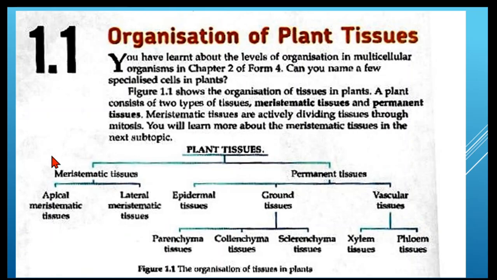So plant tissue consists of meristematic tissue and permanent tissue. Meristematic tissue divided again into apical meristematic tissue and lateral meristematic tissue. And permanent tissue, there are three types of permanent tissue: epidermal tissue, ground tissue and vascular tissue. Ground tissue consists of parenchyma tissue, collenchyma tissue, sclerenchyma tissue, and vascular tissue, of course, xylem and phloem tissues. Okay, you should remember this one.